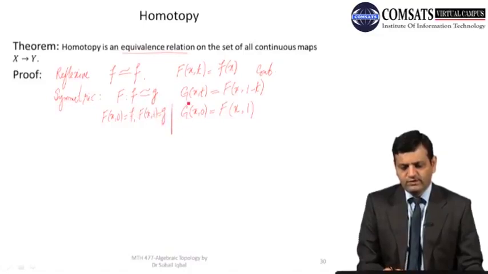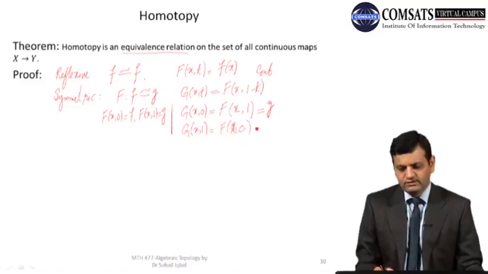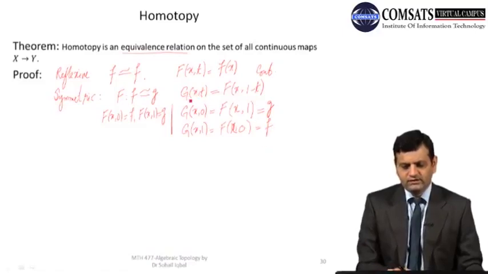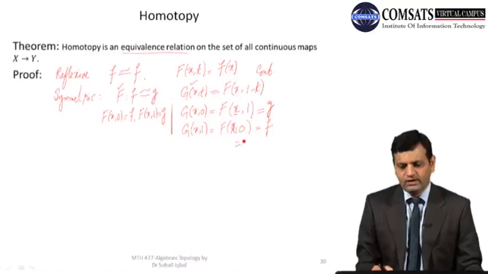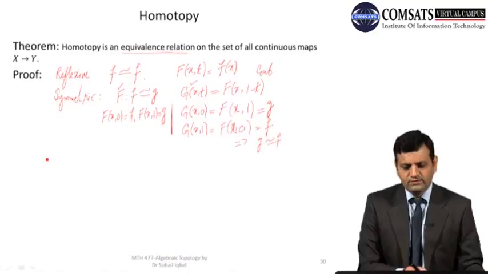So if we define G in the following way, then G(x,0) is equal to g, and G(x,1) is equal to F(x,0). So 1 minus 1 is 0, so G(x,1) is equal to f. Similarly, we can see that if capital F is continuous, then this G is continuous. So if f is homotopic to g, then g is homotopic to f.